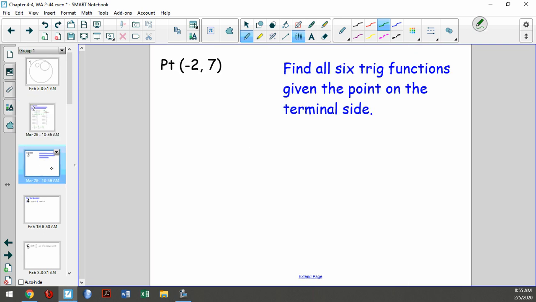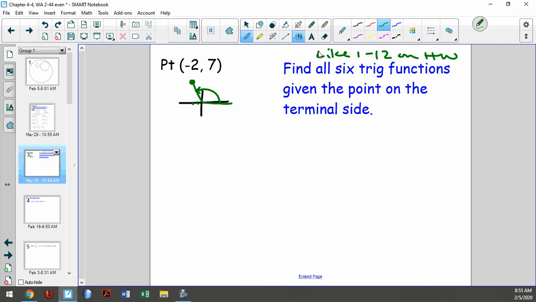Okay, so this is what your homework is going to look like for problems 1 through 12. I'm going to give you a point, -2 and 7. And we're going to find all the 6 trig functions given the point on the terminal side. What does that mean? Well, if I were to graph this, here's the point -2 and here's the point 7. Do you see the angle? There's the angle. That angle is out there. It wants you to find the 6 trig functions.